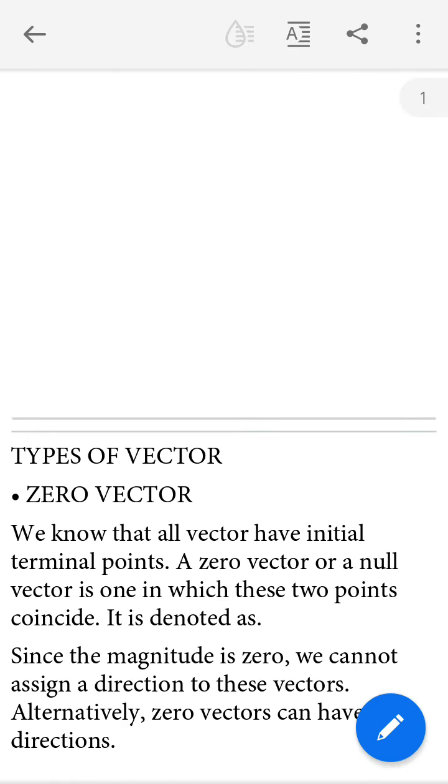So, I chose Module 1 with the topic of types of vector. Here are the types of vector.